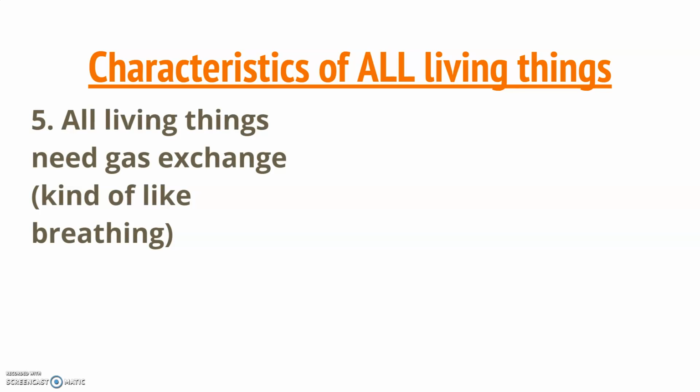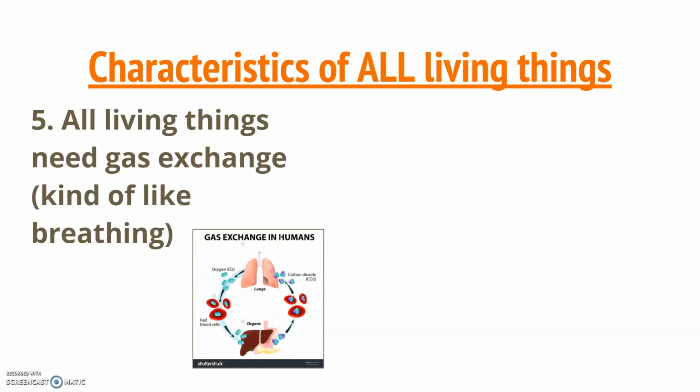The next thing on our list is that all living things need some type of gas exchange. Now, if you don't know what that means, a gas exchange is kind of like breathing. Now, how humans do this is we take in oxygen through our lungs. That oxygen then goes into our blood system, into our red blood cells, and then through our organs till eventually it exits our body as carbon dioxide. That's what gas exchange in humans looks like. Now, not all living things do gas exchange the same way, but all living things need gas exchange.